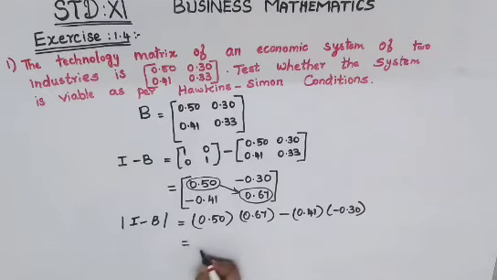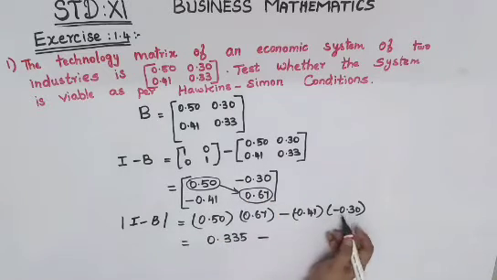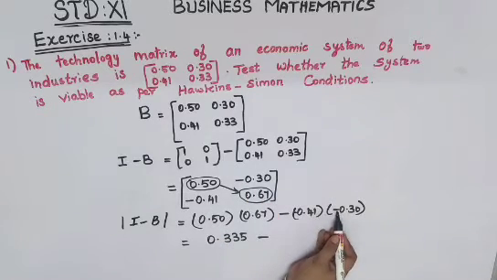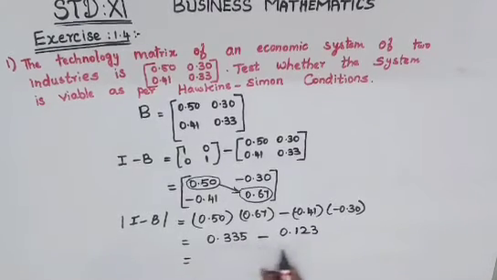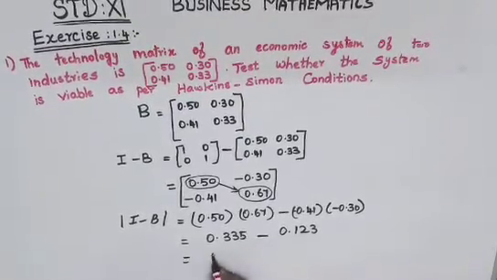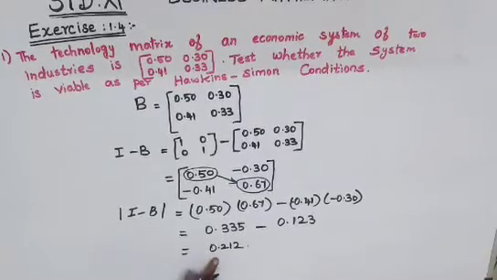Now go for your multiplication, you will get 0.335 minus, here you have one minus and again one more minus. Minus and minus will become plus, but this minus is there, so plus into minus is again minus only. So the answer will be 0.123. Now subtract, 0.335 minus 0.123, you will get 0.212. And check whether this is positive or negative.